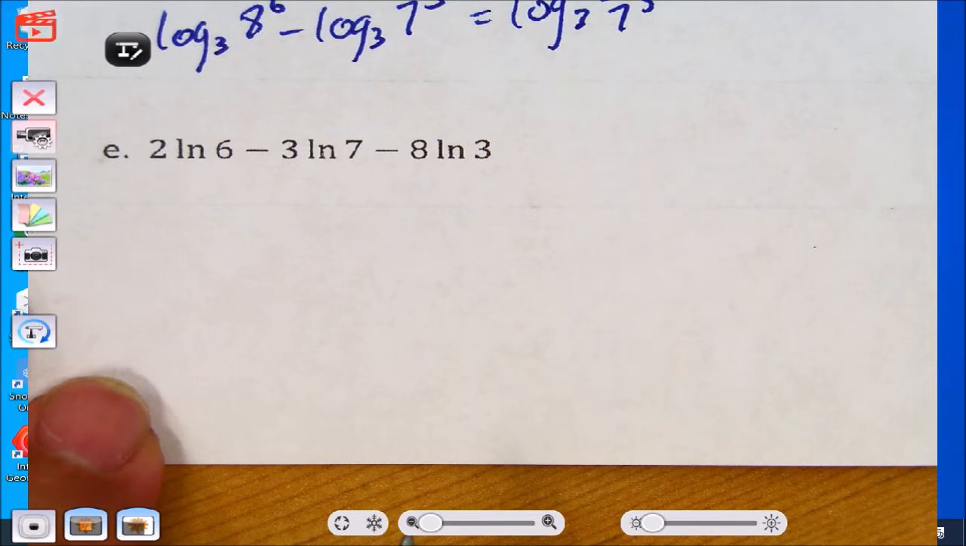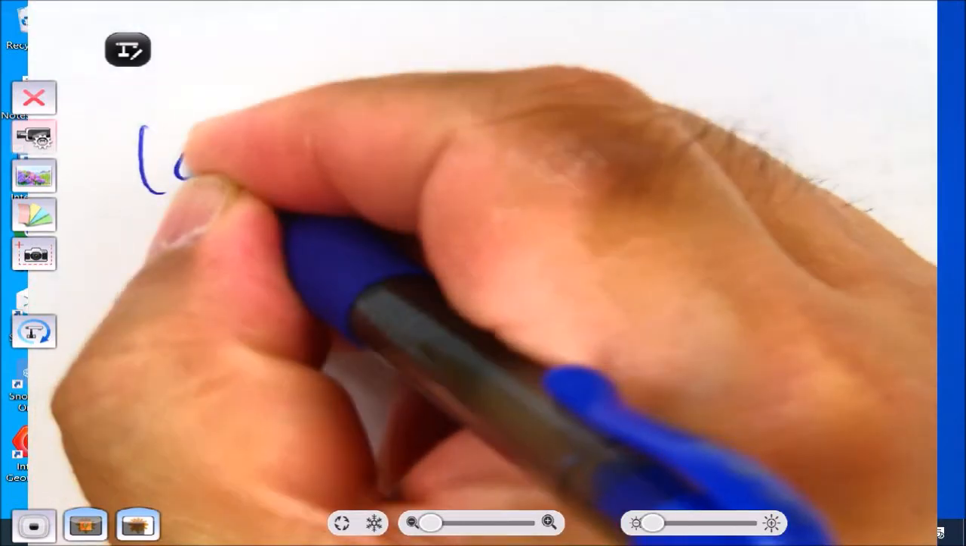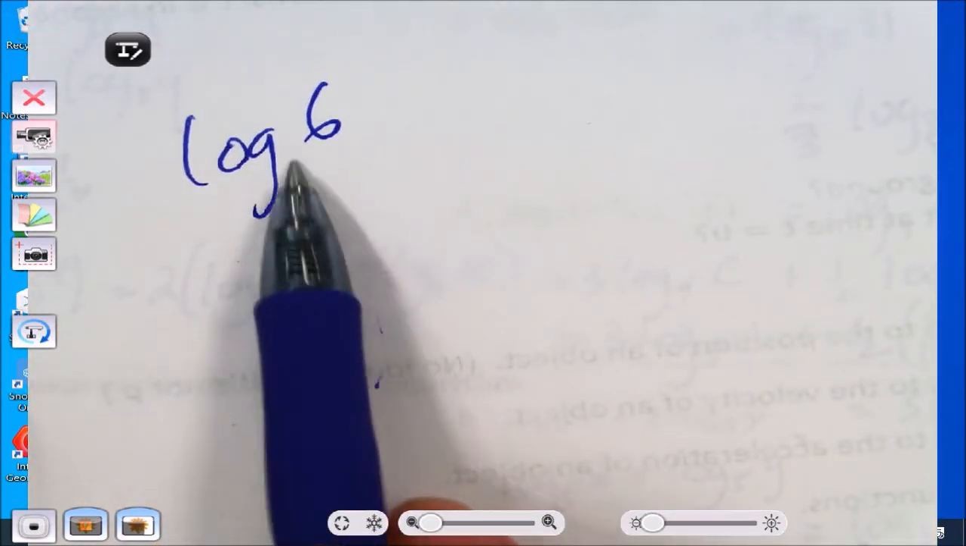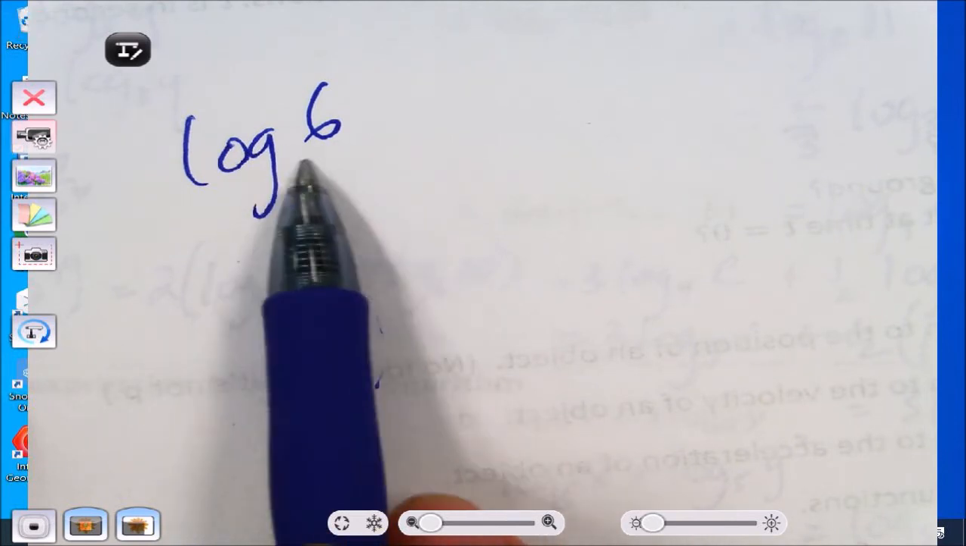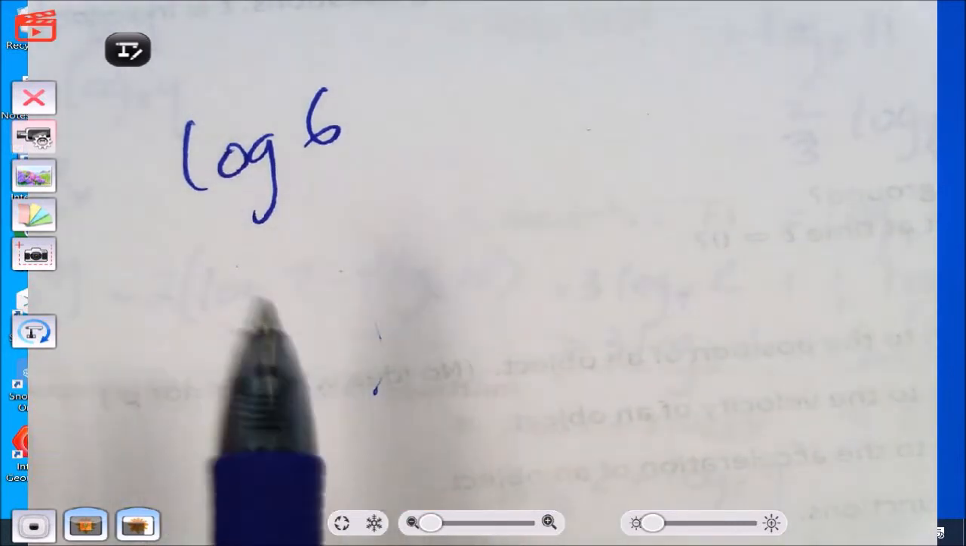What do you mean when there's no number? Sometimes they will write log of 6, so they won't write a number here. When they don't write a number there, that's 10. Another weird assumption: if you don't see a number, you assume it's 10. That's true for log.